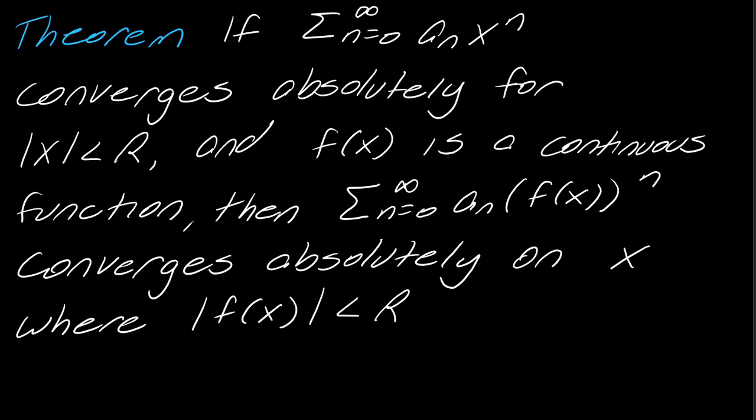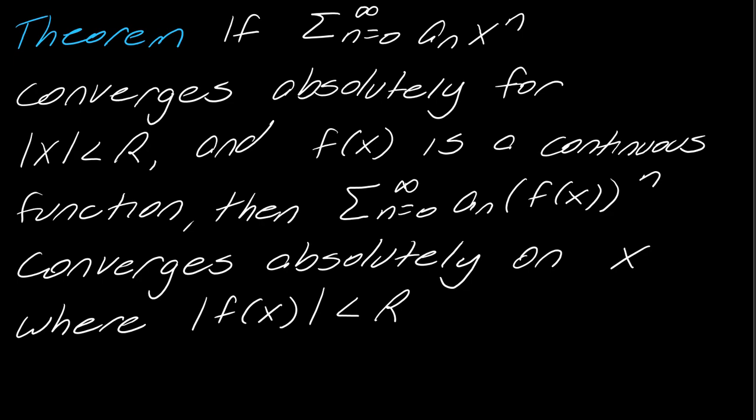The other thing that I want to talk about, I've got a theorem here. If I have some series a sub n x to the n, and this converges absolutely for all x less than r, and f of x is a continuous function, then the sum of a sub n f of x to the n converges absolutely on x where f of x is less than r.